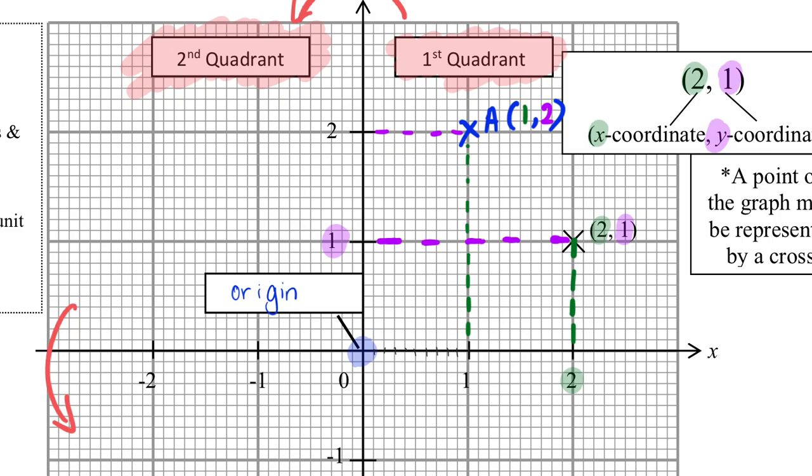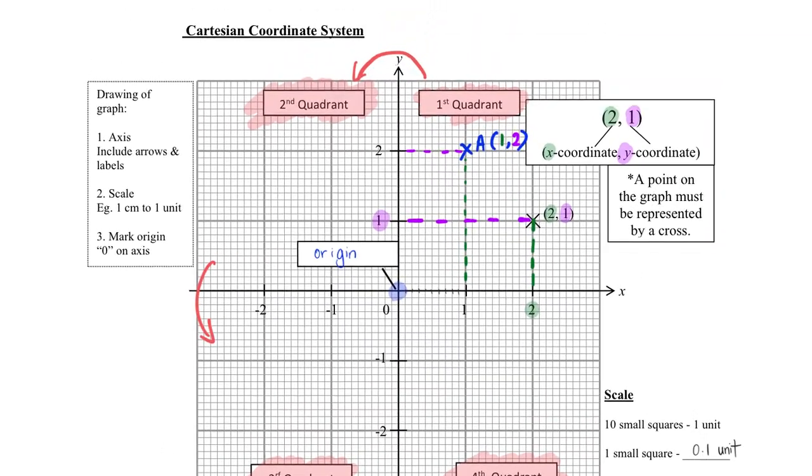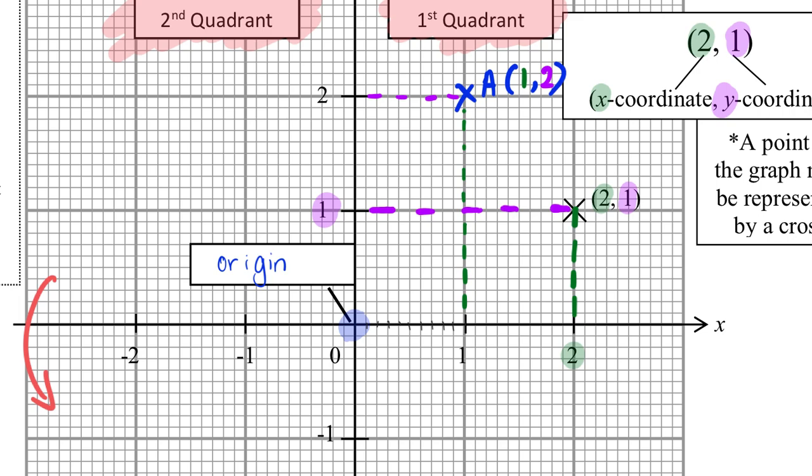And I continue to plot my second point. C is (-1, 2). So I will move up. I saw my negative 1 for x already. And it reaches the point where the y is 2. So this point here will be my C, where x is negative 1, y is 2.